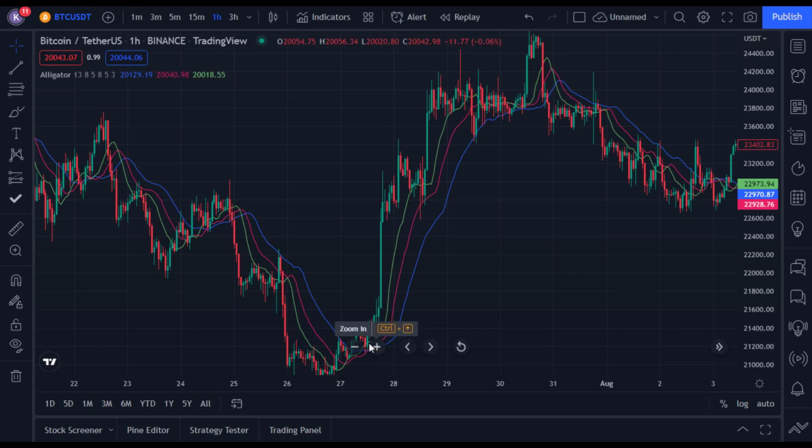With this indicator, we can also recognize the completion of the trend. When the lines meet each other, we should prepare to close our position. So we conclude that if the green line crosses the other 2 lines upwards, we have a buy signal, and if the green line crosses the other 2 lines downwards, we have a sell signal.